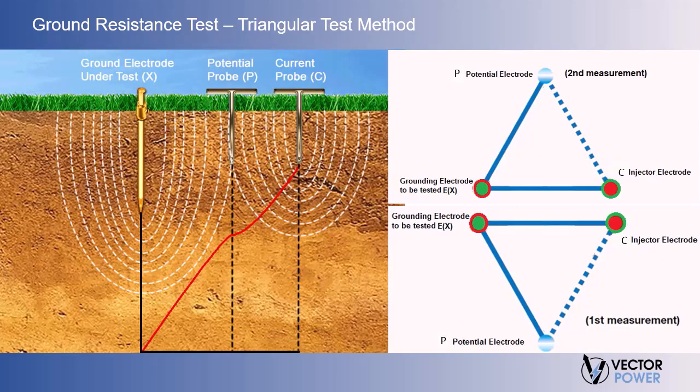Another three-terminal test method worth mentioning is the triangular test method. This method requires two auxiliary electrodes. It is used when the full fall of potential method is impractical because electrode alignment is not possible, or obstacles prevent enough distance for the P, or potential, and C injection electrode placement.